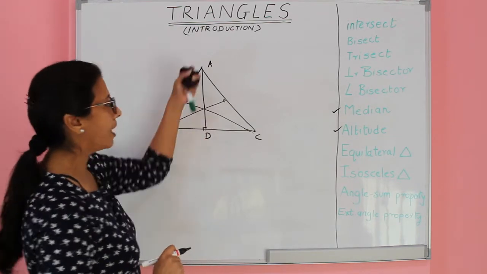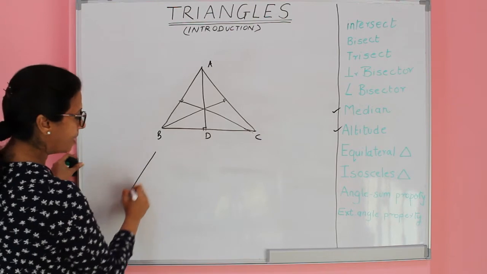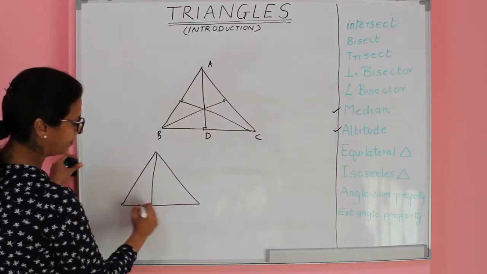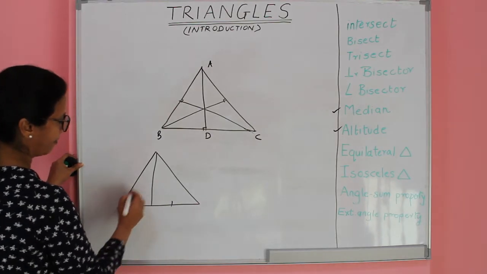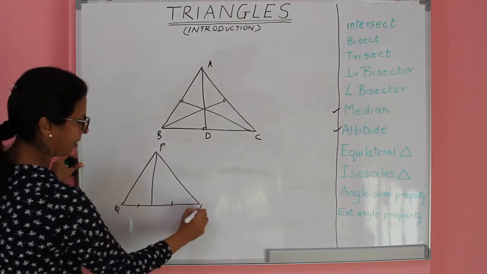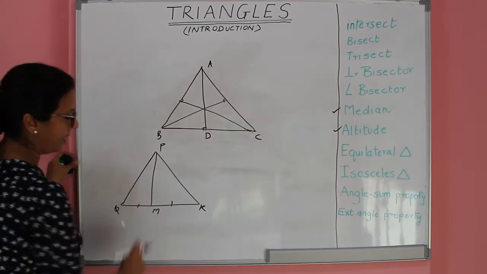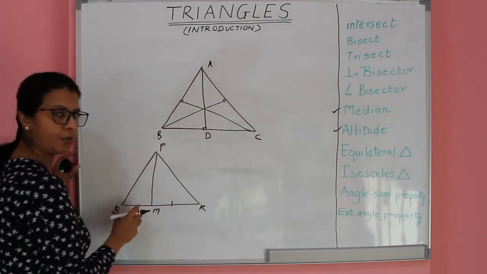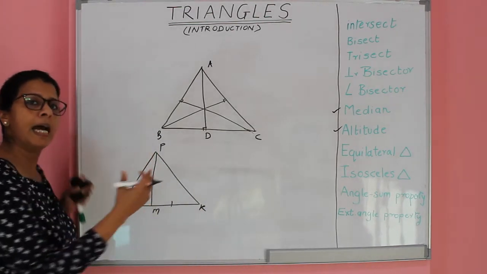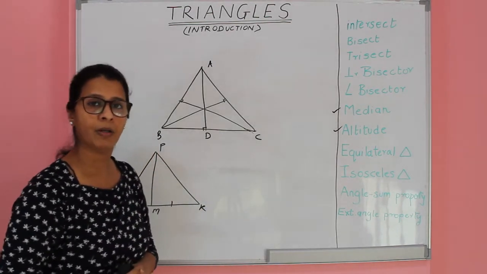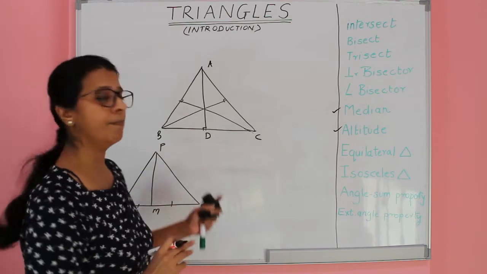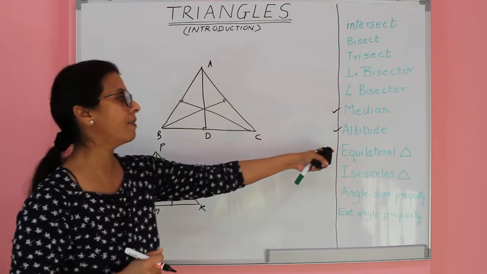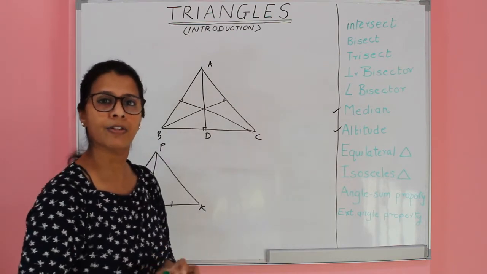Now altitudes are the perpendiculars and medians are the ones which I am going to draw to the midpoint. In triangle PQR, suppose PM is the median, it means it is dividing QR into two equal halves. Can a median and a perpendicular be the same? They are not the same, they are different, but for a particular triangle they will be the same. We will see that for the equilateral triangle and for the isosceles triangle.